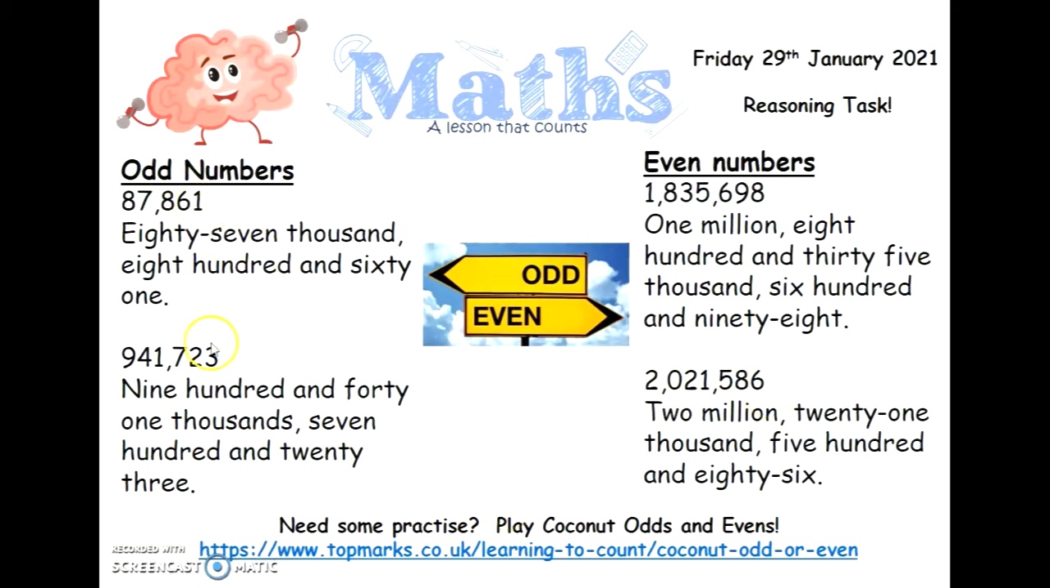How did I know they were odd over here? Well, because this one ends in a 1, this one ends in a 3. Even over here ends in an 8 and ends in a 6. Okay, so it's all about the ones digit. What is the ones digit? And that tells you if they're odd or even.